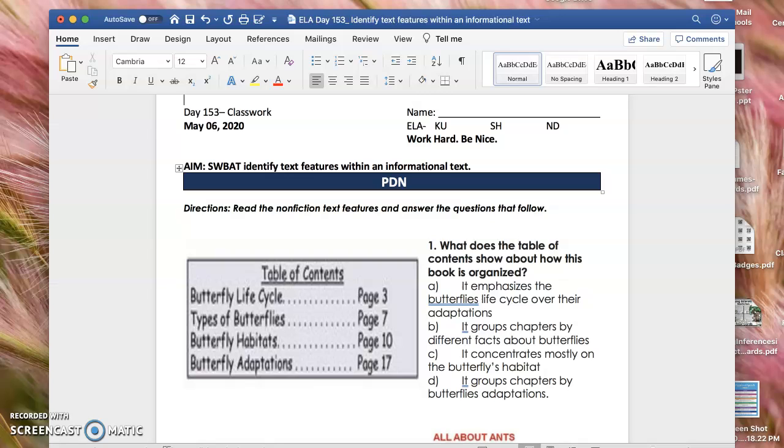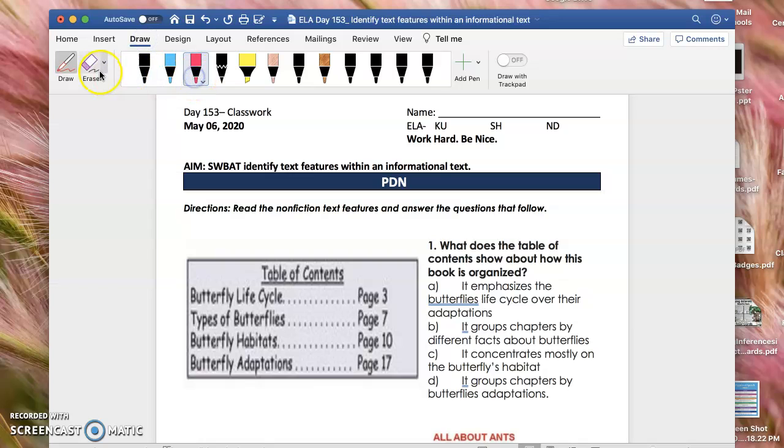You guys know what I say every day if you watch the videos. This is the time where you do the PDN by yourself. If you have not done the PDN, I want you to stop it and do the PDN and then come back and go over it with me together. So let's go ahead and get started.